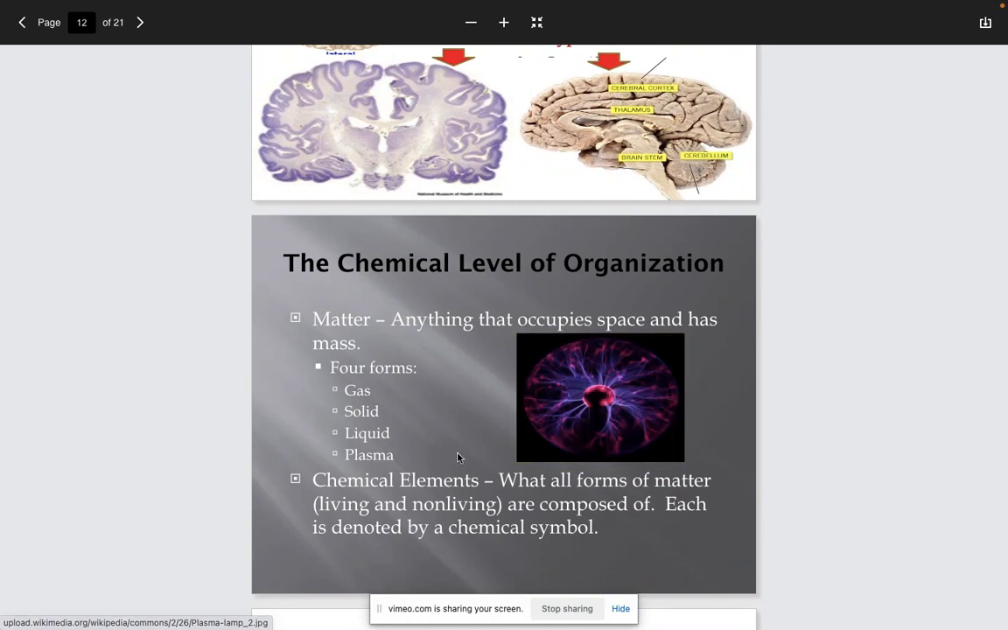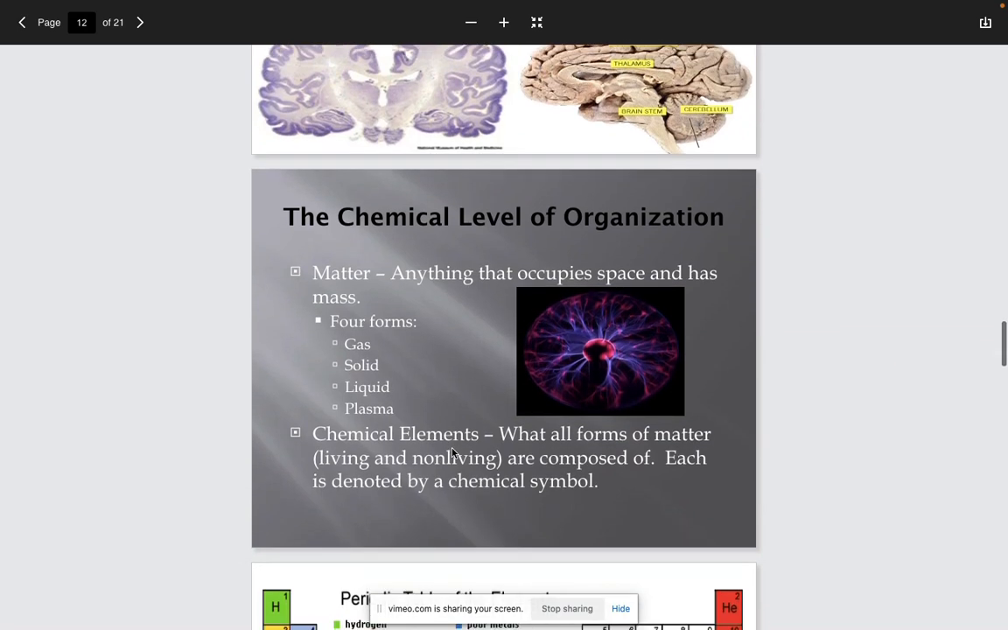So now we'll go into what's most likely just review for you guys. Once we start getting into organizational topics, life in general has different levels of organization, right? And we know that matter is anything that occupies space. So it's going to consist of 4 different phases. This is going to be solid, liquid, and gas, and then something called plasma as well.